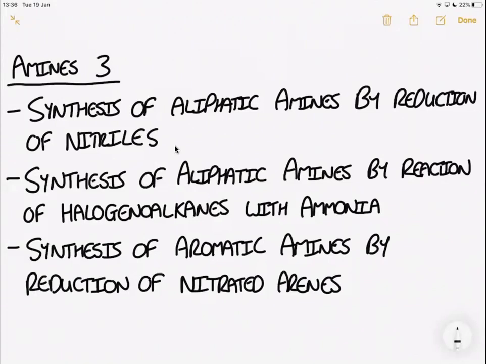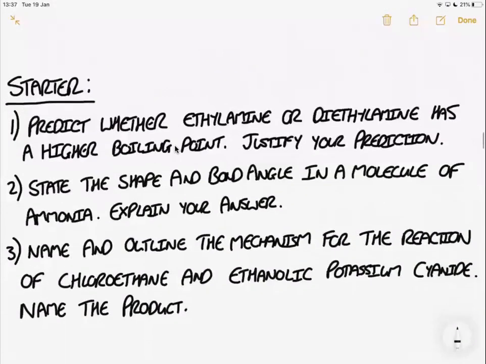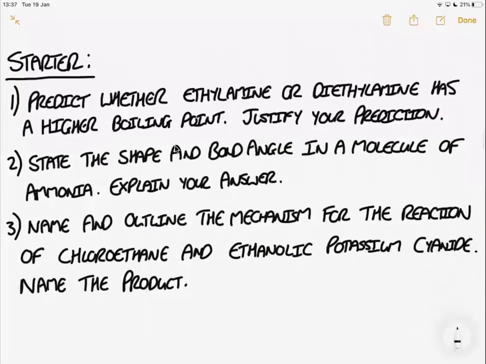So we're going to cover 3 things. We're going to cover synthesis of aliphatic amines in 2 different ways, one by a reduction reaction and one by using some year 12 recap from the halogenoalkanes topic. And we're also going to talk a little bit about reduction of nitrated arenes, which we have already covered in the aromatic topic, but we're going to talk about it again because it's a tricky equation. So then, starter questions, here we go. Pause the video, answer these as best you can, then we'll look at the solutions.